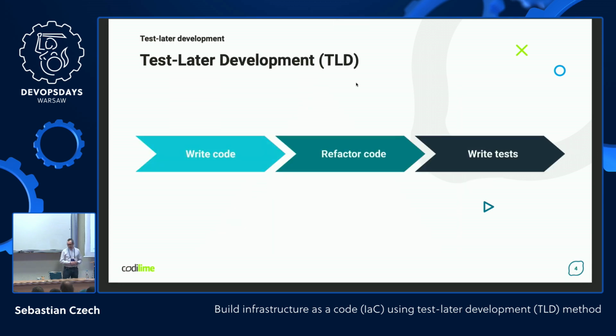So now when we know what test pyramid is, we know test types, let's think when to do testing. So here we can have a few approaches. One of them, TLD, test later development method, is a very straightforward approach in which we are at first focused on working code for our infrastructure. And when that code is ready, we are refactoring that code. The latest stage is preparing tests.